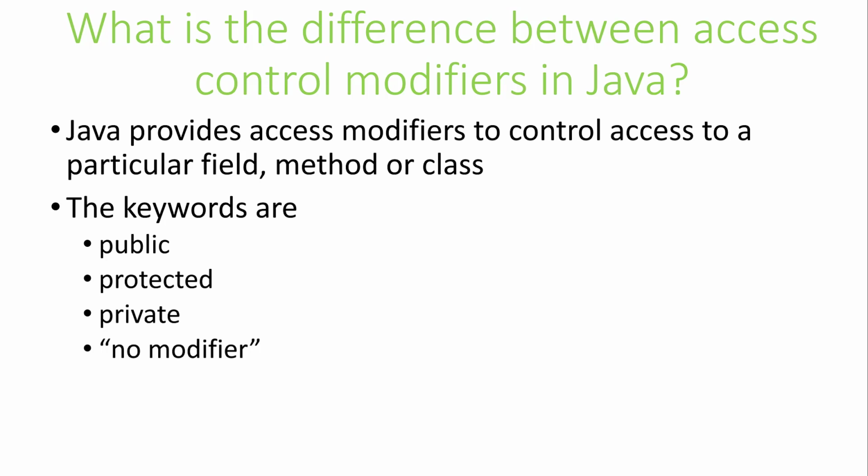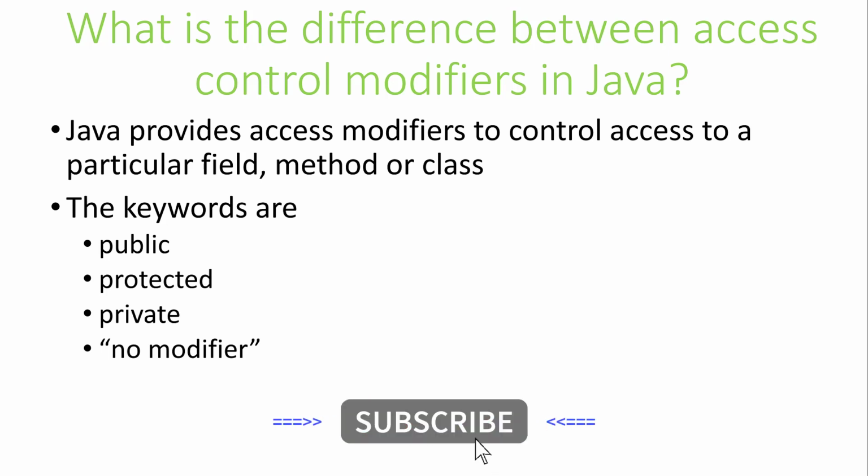No modifier is not a modifier per se, it's simply the lack of an explicit public, protected, or private modifier, resulting in a default modifier. In the coding section coming up, we'll go deep on each one and demonstrate in code all the different levels of access each modifier provides.